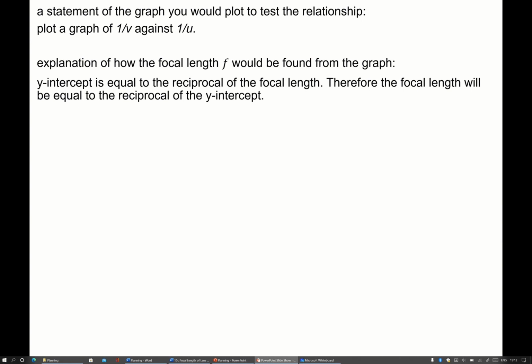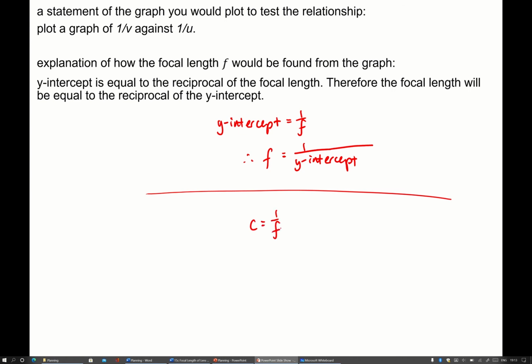And then the statement of the graph you plot to test the relationship, right? And there's plot the graph of 1 over v against 1 over u. And then they also ask for explanation of how the focal length could be found from the graph. Okay. Now, when many of you did this worksheet, this is what you all did: y-intercept equals 1 over f. Therefore, f equals 1 over y-intercept.